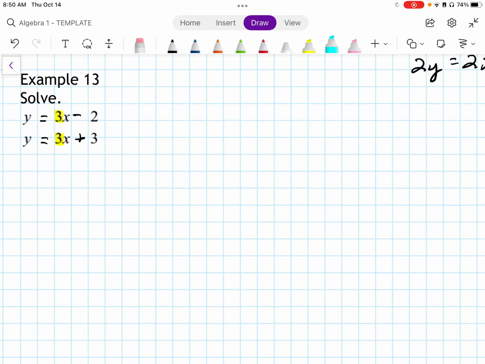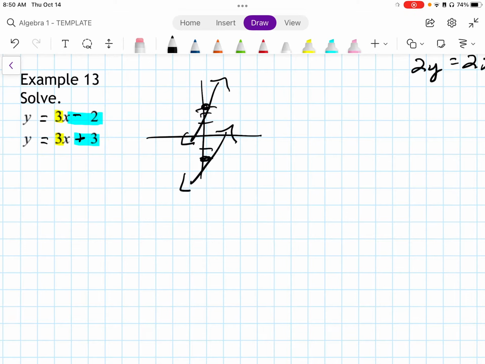Let's make sure that they're actually different lines. This is a -2 and a +2. So you don't have to sketch this, but what this would look like would be a line like that and a line something like that, where they would actually be parallel lines, and this one would have no solution.